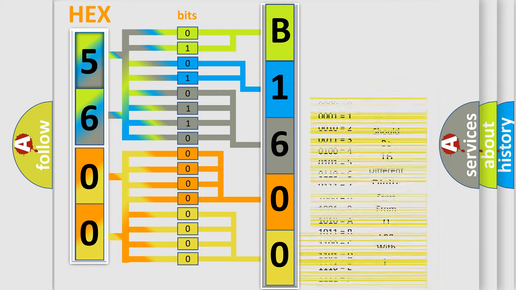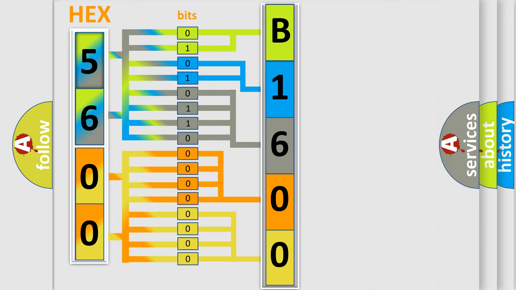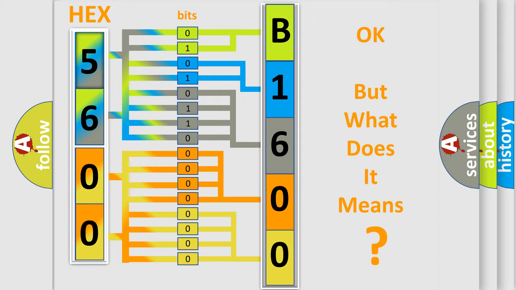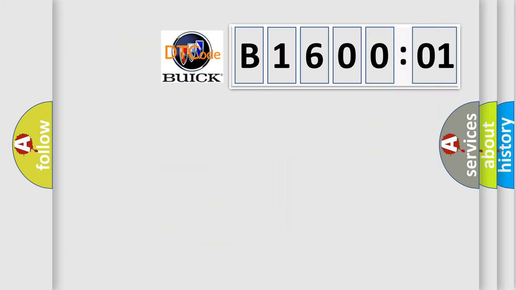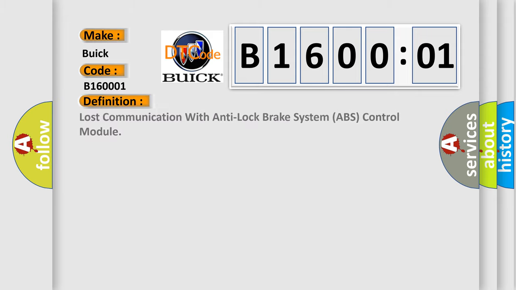We now know in what way the diagnostic tool translates the received information into a more comprehensible format. The number itself does not make sense to us if we cannot assign information to what it actually expresses. So, what does the diagnostic trouble code B1600-01 interpret specifically for Buick car manufacturers? The basic definition is lost communication with the anti-lock brake system ABS control module.